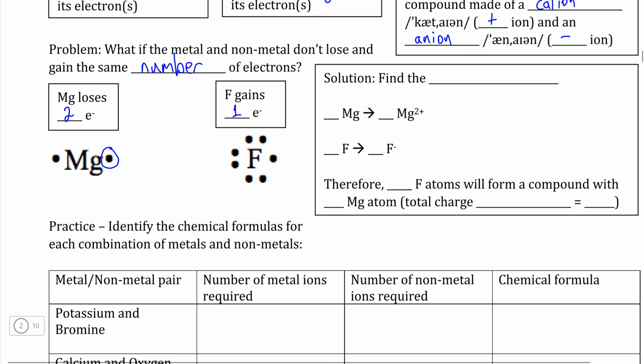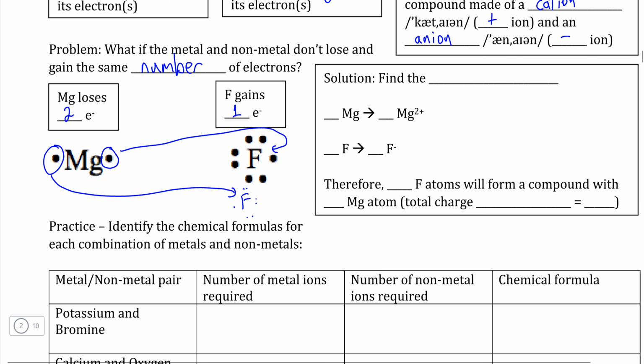Now the problem is, if we try to draw the electron transfer like this, magnesium can only give away 1 of its valence electrons in order for this one fluorine to have a full valence shell, but magnesium still has another electron to give away. Now, the intuitive among you will probably say, well, why don't we just have a second fluorine here? Why does it only need to be 1 fluorine? And that intuition is indeed correct.